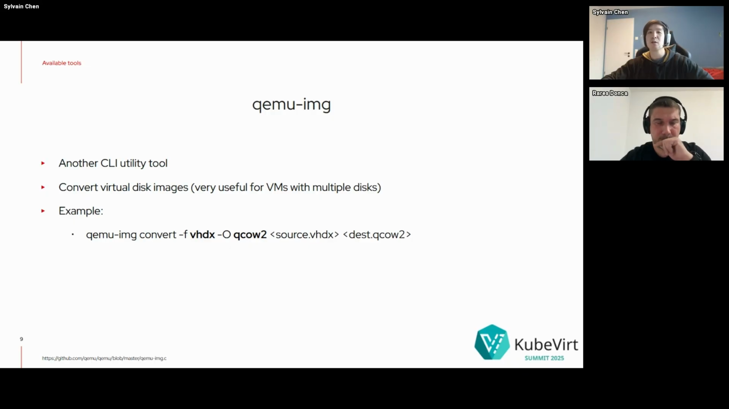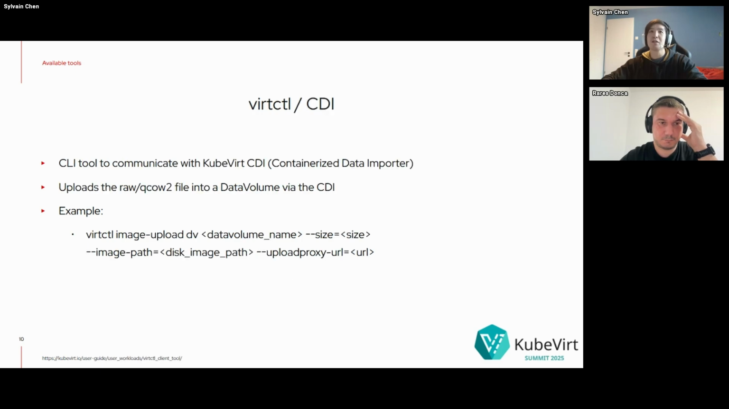So not just the OS, but just for the data disks. And that's another CLI utility tool that we use in this project for any other additional disks. Same thing here. We have the VHDX files that then get converted into QCOW2 files or RAW. And then we can later on use this via virtctl.